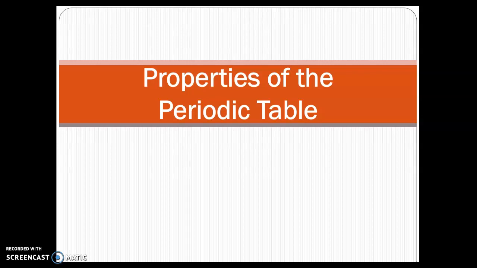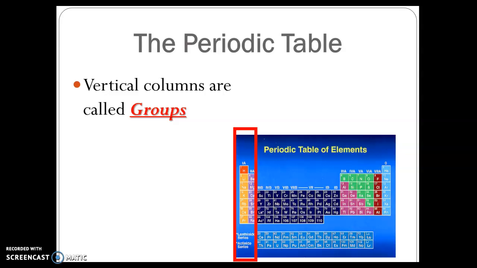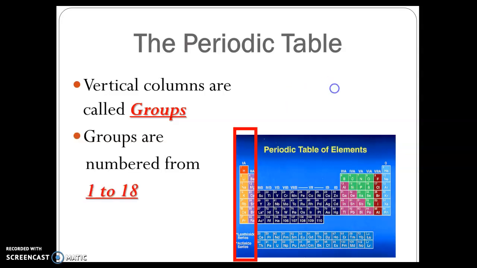All right, guys, in this note set, we're going to talk about the periodic table and how it is organized. The periodic table arranges all the elements in a particular way. It has vertical columns, which are called groups. Groups are numbered from 1 to 18.